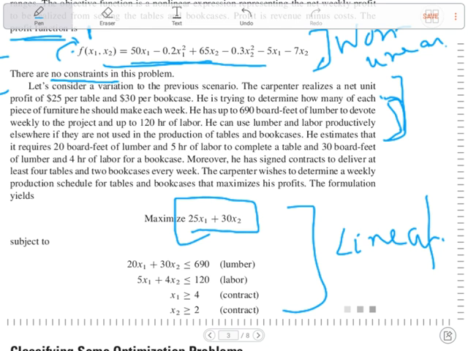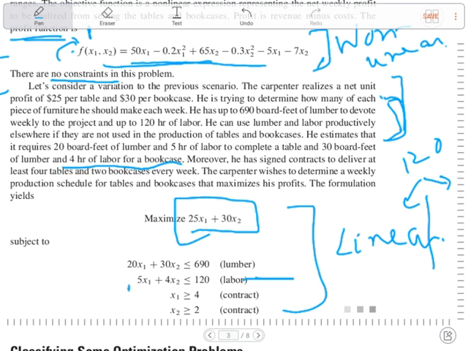So as a whole he has 120 hours of labor. Out of it, again it gets divided between the two types of furniture. So here comes a constraint corresponding to this one. 120 is the total amount of labor hours. It gets divided into 5 hours of labor for a table, total number of tables x1, so 5 into x1. Similarly, 4 into x2: 4 hours of labor for a bookcase, and the total number of bookcases is x2.